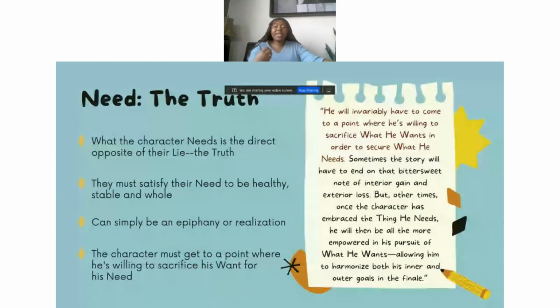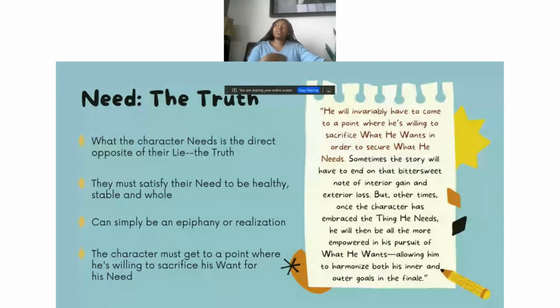Now, what the character needs in reality is the truth. They don't need the promotion. They don't need the girl. They don't need the award. They need the truth. And the truth is just the direct opposite of their lie. So if their lie is, I'm unworthy of true love, then the truth might be, I need to learn to love myself.